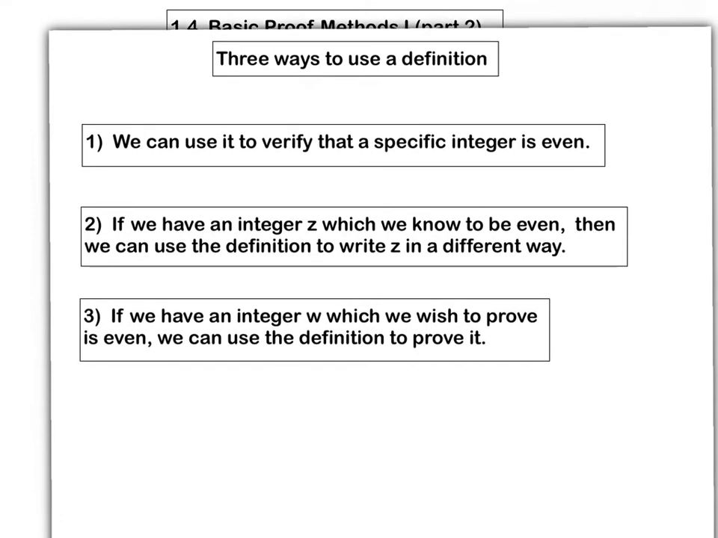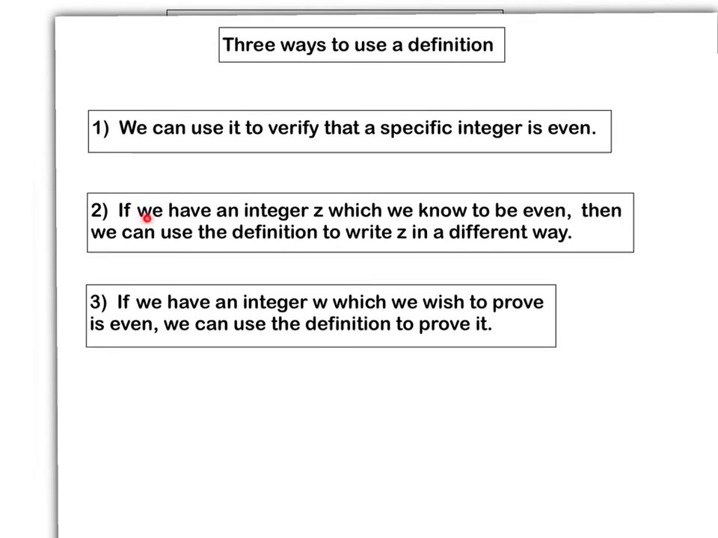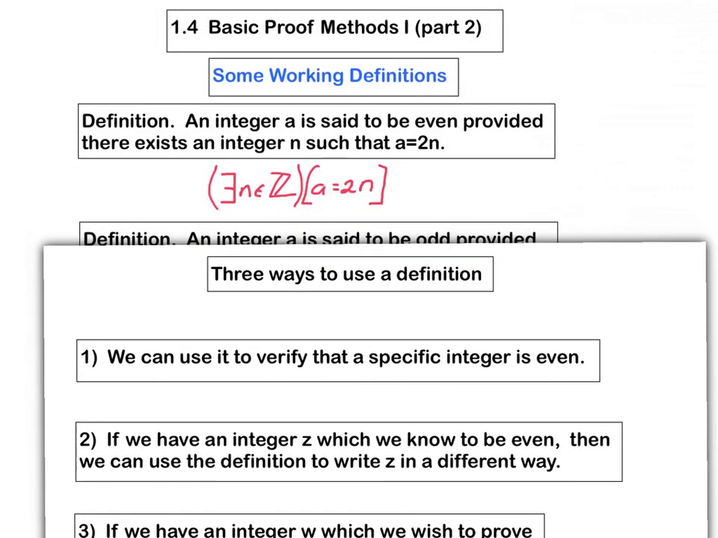Now, the second way that we can make use of a definition is, say we have an integer z, which we know already to be even. Well, then we can make use of the definition to write z in a different way. In other words, the moment we know that z is even, then we have the right to say, well, therefore there exists an integer, say n, such that z is equal to 2 times n. And that might turn out to be useful in the particular proof that we're doing.